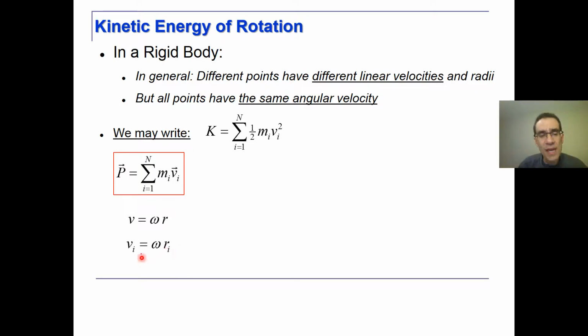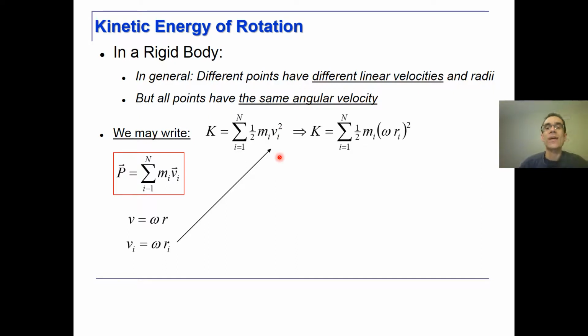So I can relate the linear velocity of each element to the radius of each element by multiplying each one by omega. And so, look at this expression. This is the expression for the relationship between linear velocity and angular velocity. And if I substitute this v_i here for omega r_i, notice what's going to happen.